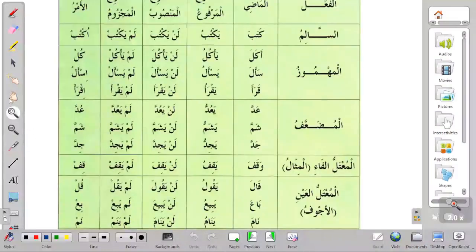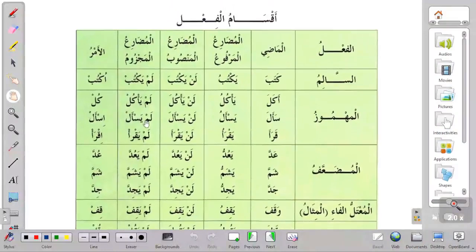Let me zoom it. Okay, I hope you can see. So this is all the categories of verbs that we have, Aqsamul fi'l.